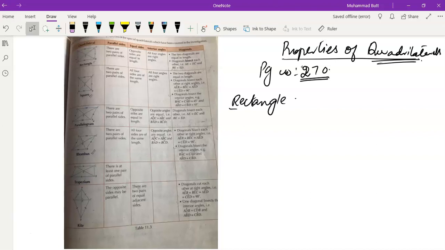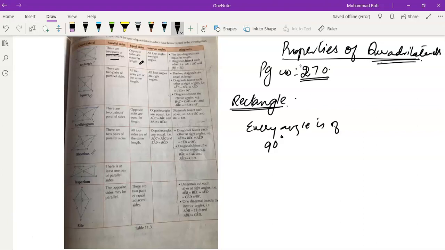A rectangle is a quadrilateral in which every angle is 90 degrees. But as mentioned over here, there are two pairs of parallel sides. Opposite sides are equal in length. All sides are not equal in length, but only opposite sides are equal in length.